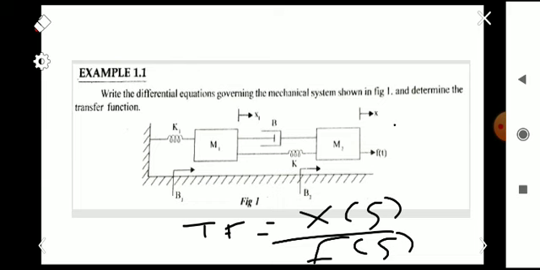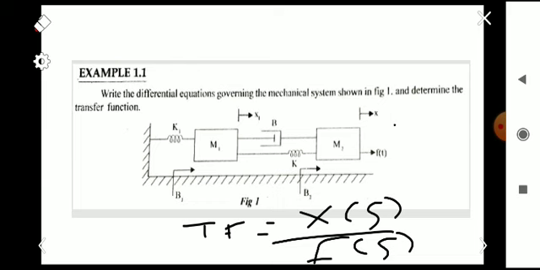Okay, and normally we know that the transfer function will be the Laplace transform of output by the Laplace transform of input. So normally the output we are taking as a displacement x and the input we are taking as the force F. Okay, so here we have to find X(s) by F(s).